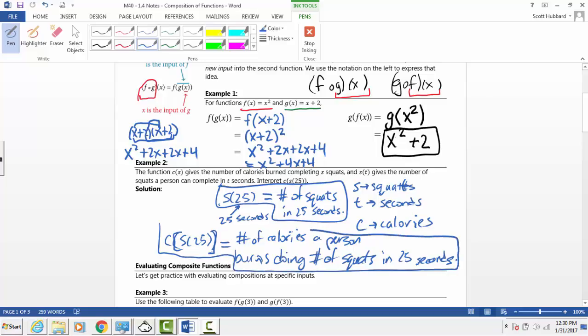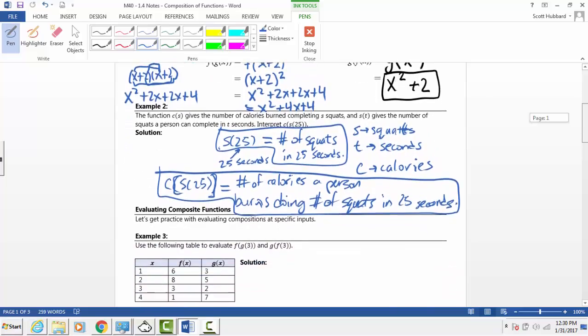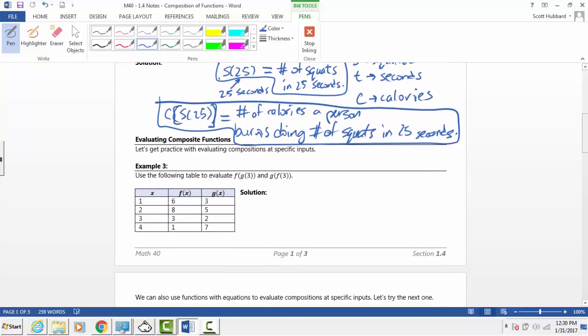So you can see the function notation is really nice. It's really compact. It says a lot. So if I say C of S of 25, that says this whole sentence: it's the number of calories that the person burns doing the number of squats they can do in 25 seconds. So it's pretty cool. It's real nice.